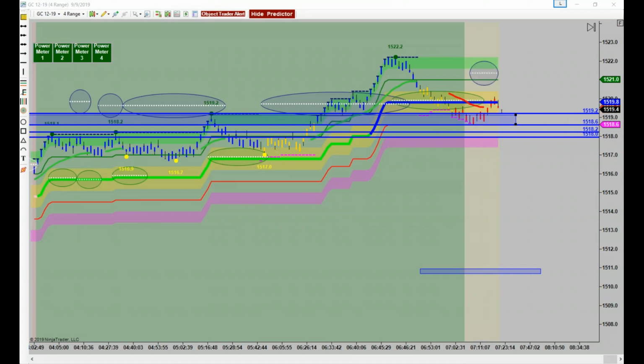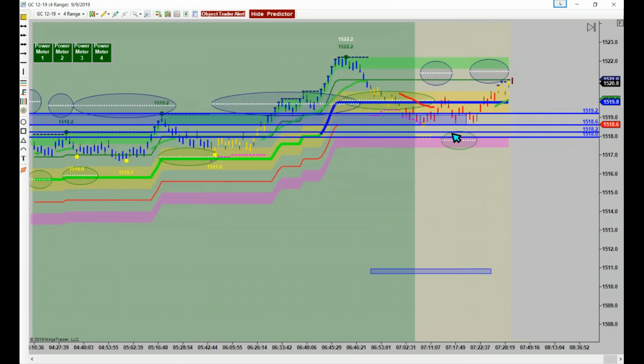Came back and tested it, but that's a long trade. See it? See how it held? See how you can draw on your charts continually with these swings? You're going to be amazed at how good you can do this.